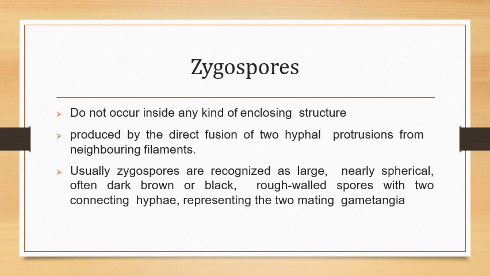What are zygospores? They are sexual spores, but they do not occur inside any kind of structure. They are produced by the direct fusion of two hyphal protrusions from neighboring filaments, and usually zygospores are recognized as large, spherical, dark brown or black, rough-walled spores with two connecting hyphae representing the two mating gametangia.